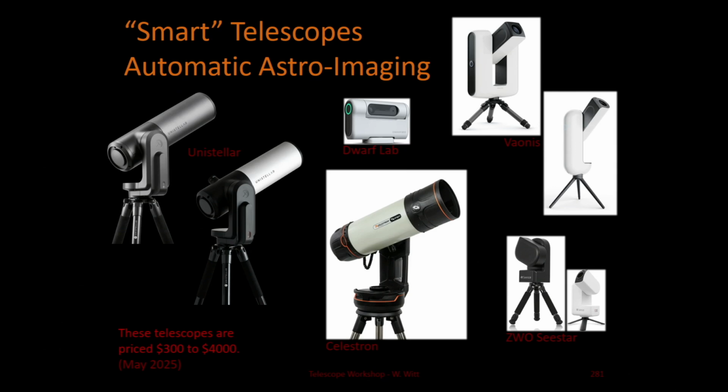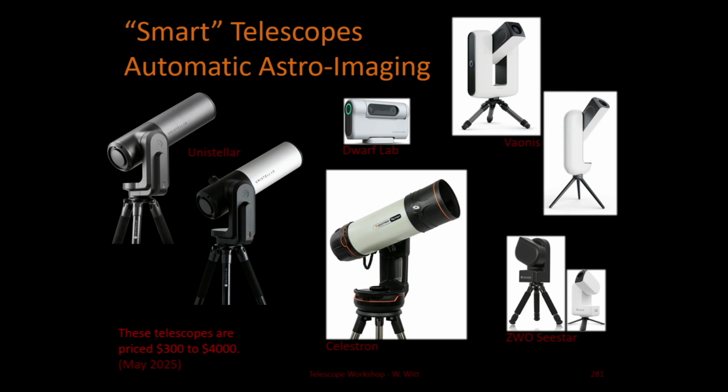This is a Vaonis, a Seestar, Celestron, Dwarf Labs, Unistellar. These are some of the brands that produce smart telescopes. What these things are at their core is a neat little package. You can see some of these have interesting shapes. The Celestron one looks like an SCT that we have around the room. This one kind of looks like a refractor. These other ones look like a robot or something out of science fiction.